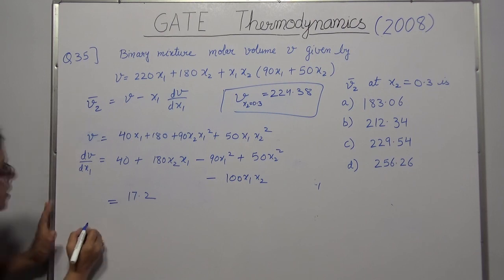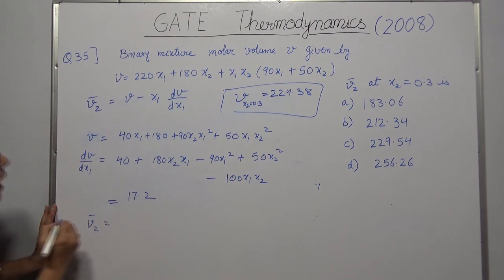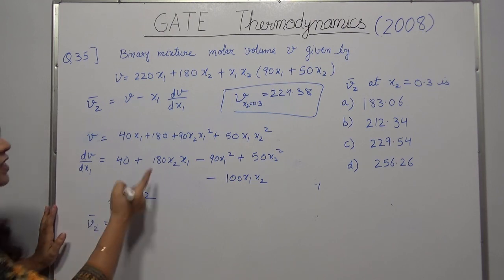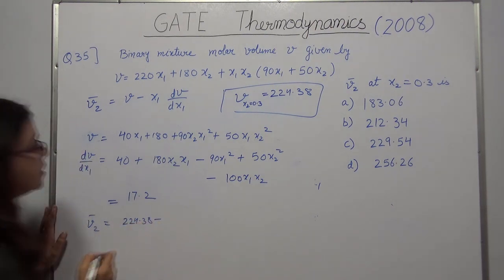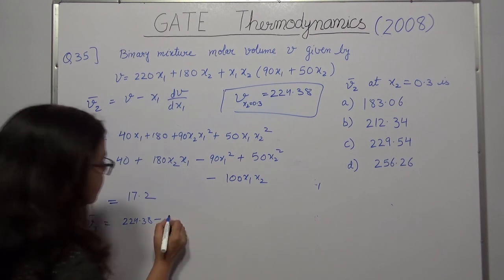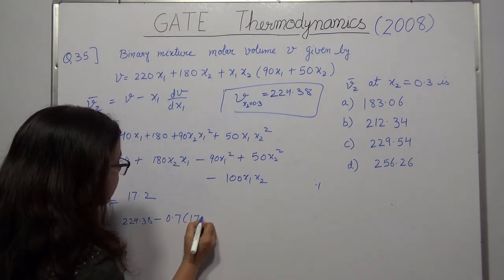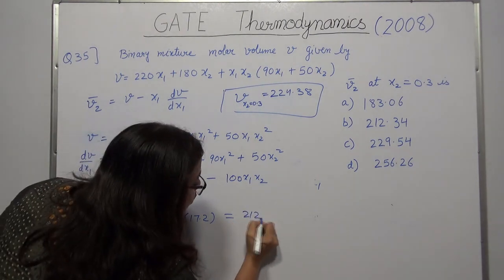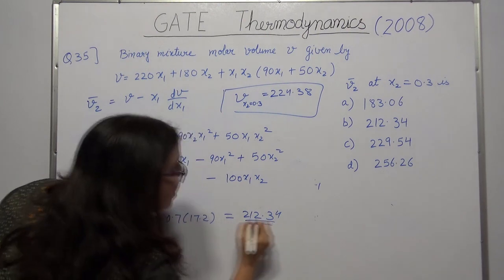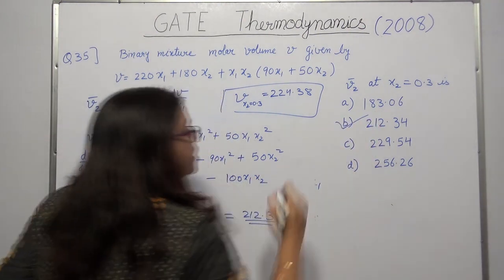Now everything else is simple. v2 bar at x2 equal to 0.3 is 224.38 minus x1, that is 0.7, multiplied with 17.2. So do the calculation and you get 212.34, which is the answer. So option B is correct.